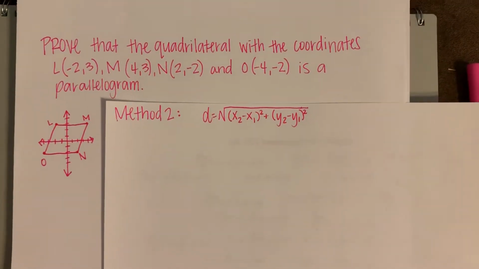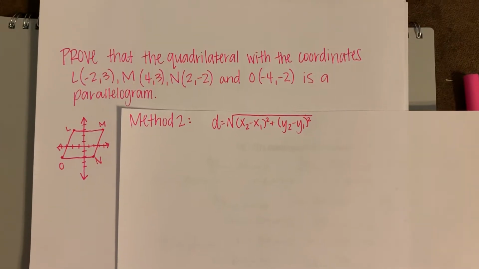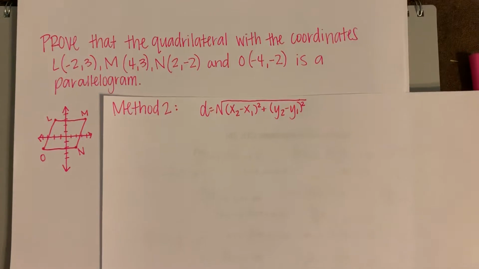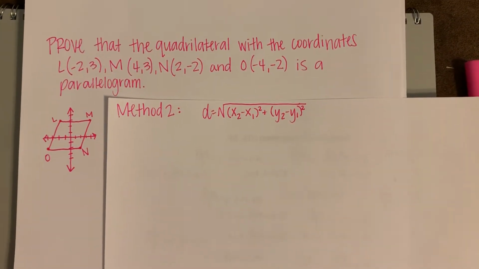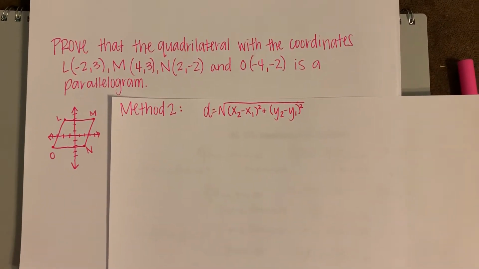To prove that a quadrilateral is a parallelogram, there are 4 different methods. This is method 2, which is prove that both pairs of opposite sides are congruent. To prove that 2 sides are congruent, you need to check the length of each by using the distance formula and make sure that they are congruent or equal.